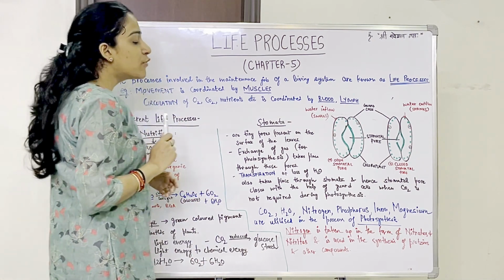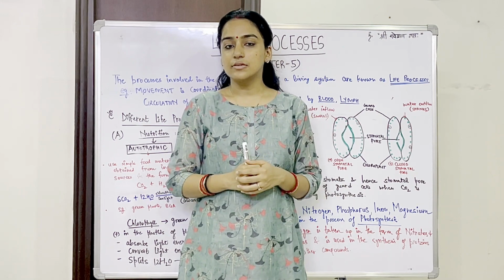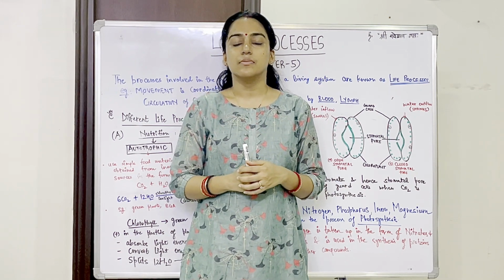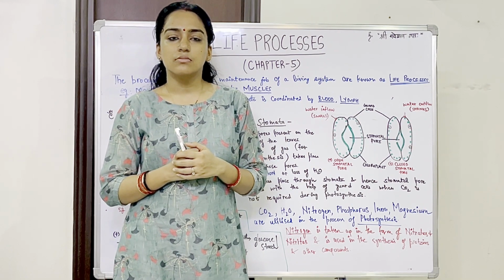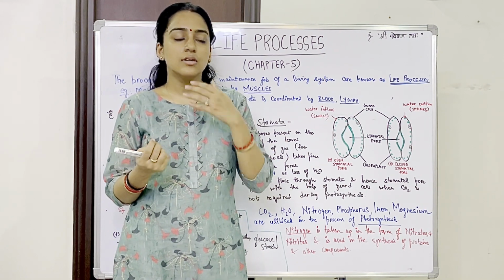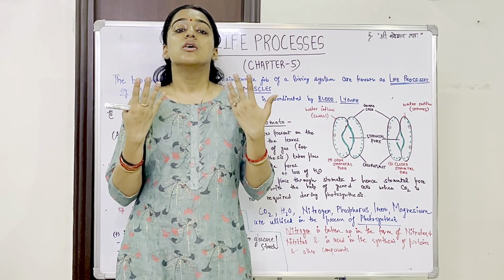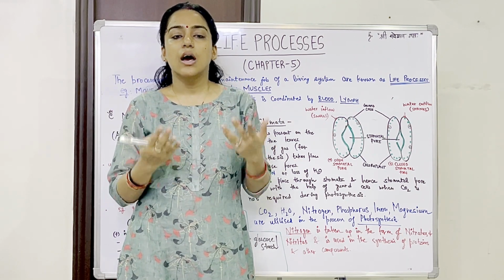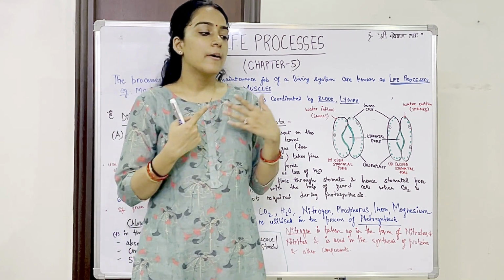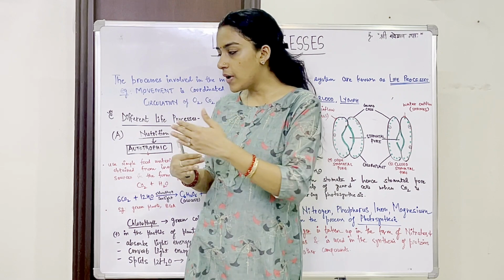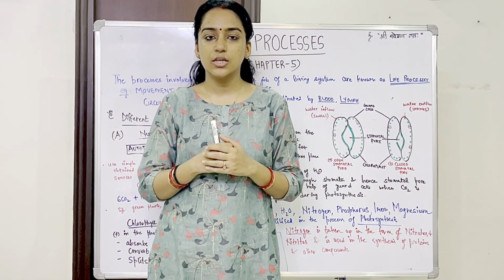So I'll be carrying forward and explaining different types of life processes. Let us start with nutrition. What do you mean by nutrition? Nutrition is a process by which we get nutrients, and nutrients are useful to obtain energy. When we move from one place to another, we require energy. The muscle cells require energy.